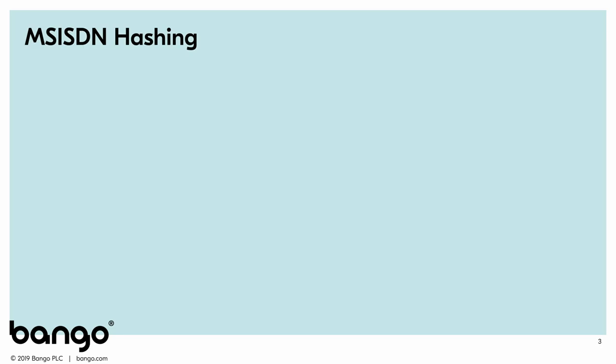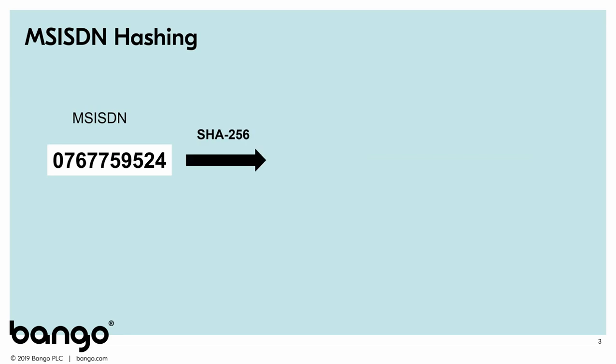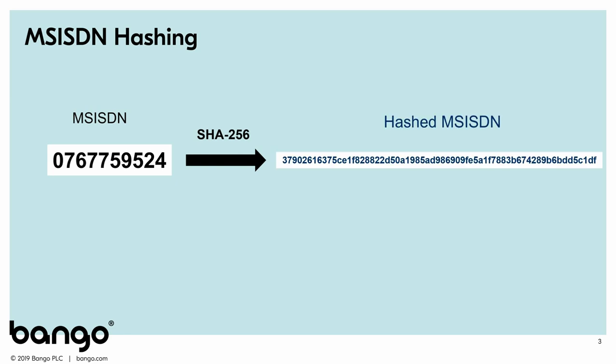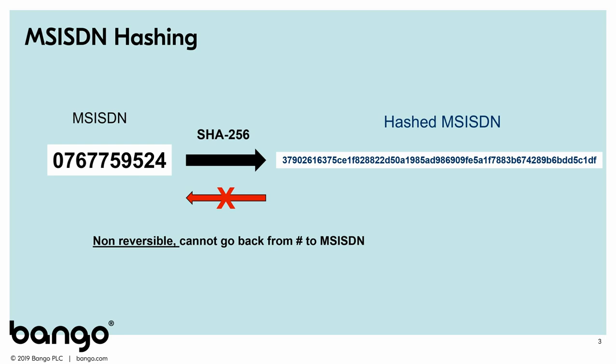So what do we mean by hashing? Well, we take a number, in this case a phone number, an MSISDN. We apply an algorithm, which is a well-known algorithm used in internet security called SHA-256. That produces a long code, and that code is known as the hashed MSISDN. That hashed MSISDN cannot be reversed back to the original phone number, to the original MSISDN. And this is the way that we ensure that the information is kept private.